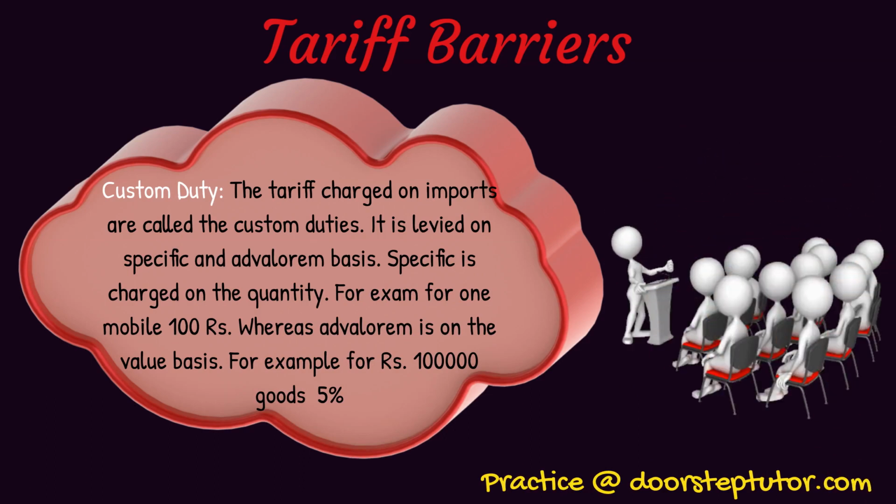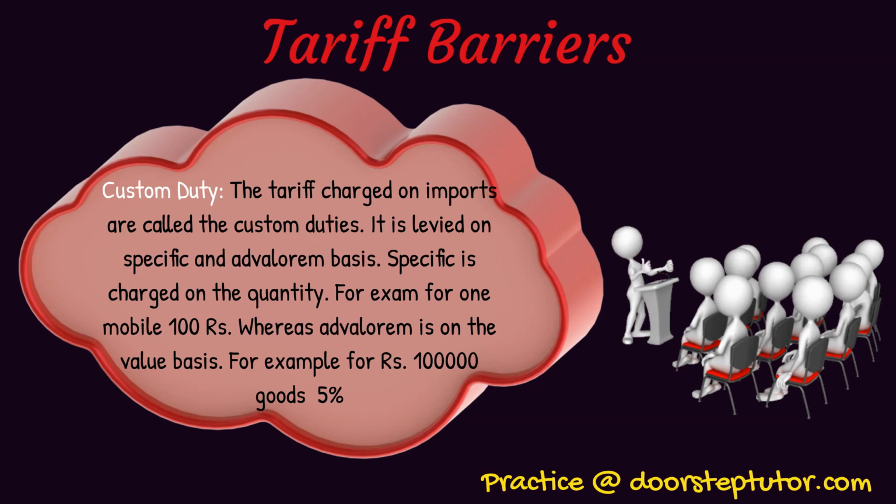So similarly for 100 TVs, it will be 10,000, right? So basically, what is this? When the duty is levied on a quantitative basis per unit, then it is specific. Apart from this, there is the other one, which is ad valorem duty. Herein, the duty is based on the value of the goods and services.